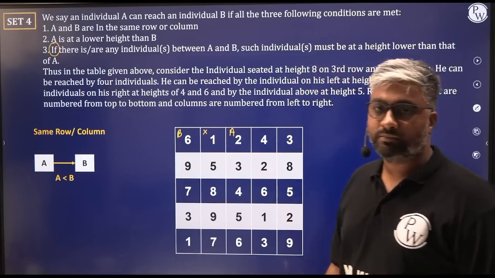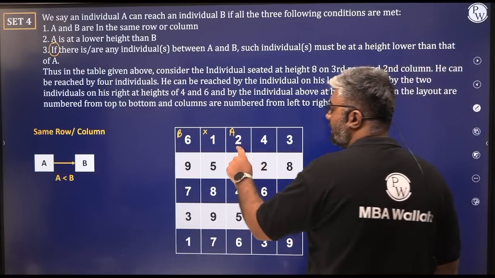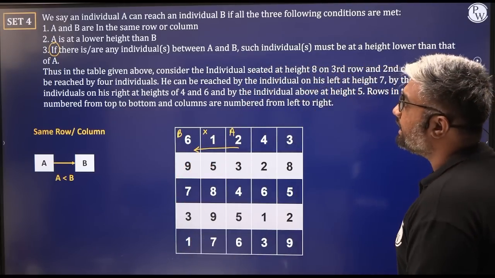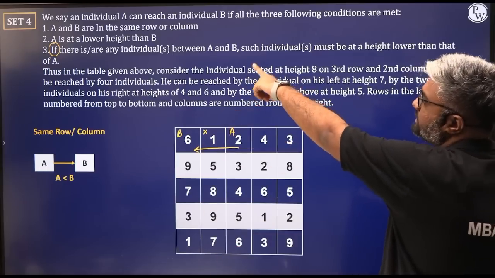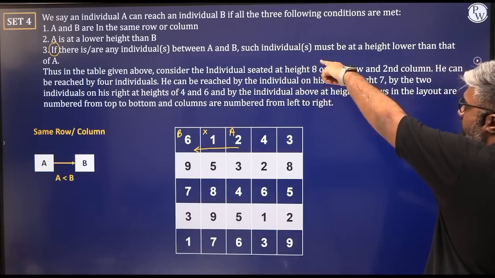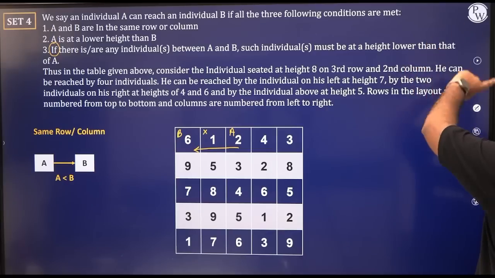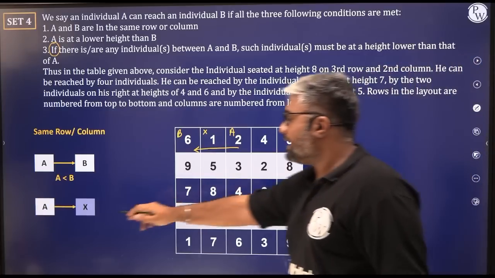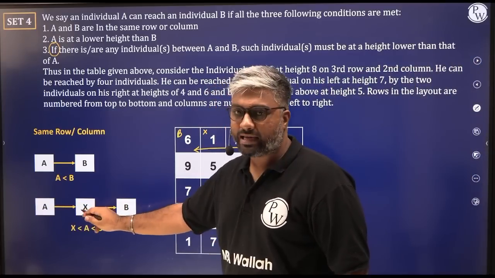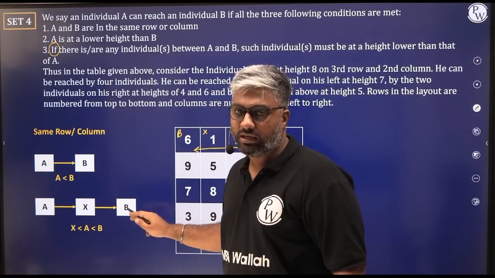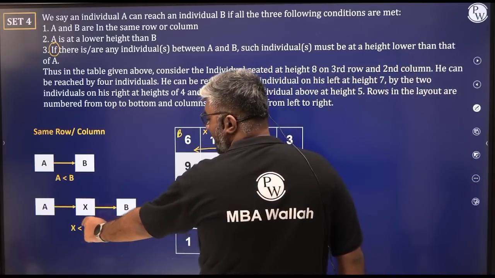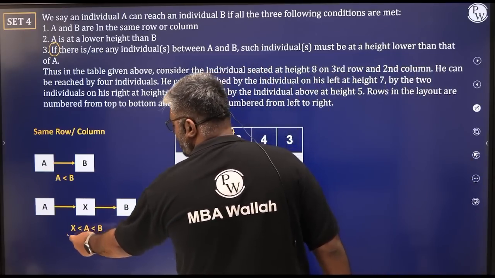Let's call it X. So now let's see, can we reach from A to B or not, right? So what is the condition saying? If there is or are any individuals between A and B, such individuals must be at a height lower than that of A. Yes, so what are they saying? अगर A से B जाना है but बीच में X है, so A to X and then X to B, if that is the situation, then X should be lesser than A and A should be lesser than B. This has to be the order.